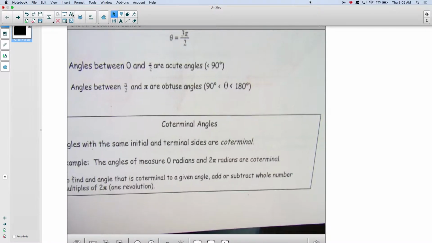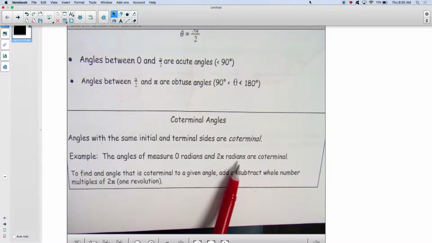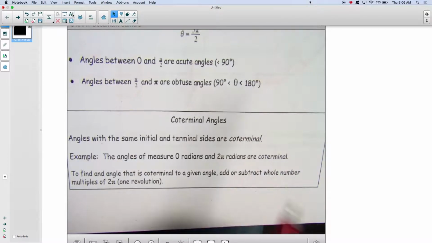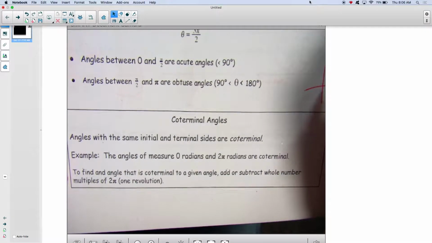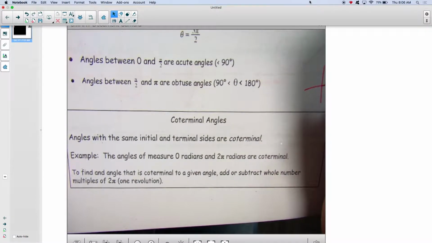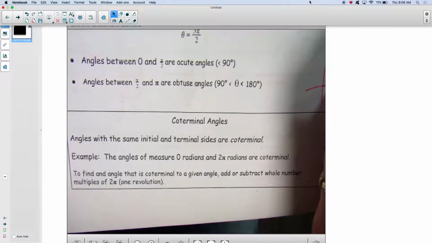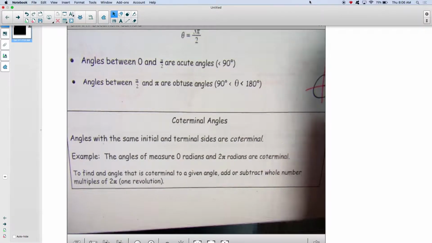Okay, coterminal angles are angles with the same initial and terminal sides. These are considered coterminal. Example, the angles of measure 0 radians and 2 pi radians are coterminal. Because 0 radians means I don't rotate at all. But 2 pi radians means I start here and I go 360 degrees, or 2 pi. I also land right there.